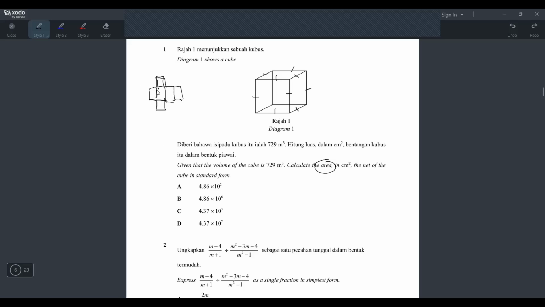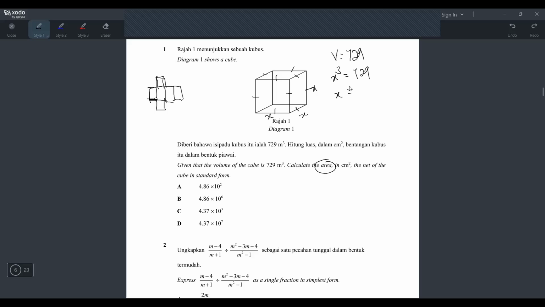But to find the total surface area of the cube, you first need the side of the cube. You need to know the length to be able to find the surface. So how to find the length? Use the volume information. Volume is 729. Volume formula is length times width times height, panjang darab lebar darab tinggi. We don't know the length, so we call it x, but since it's a cube they are all the same, so x times x times x, which is x power 3, equals 729.